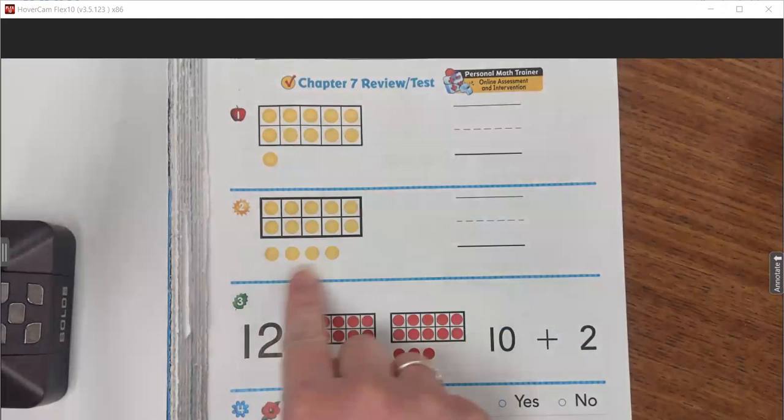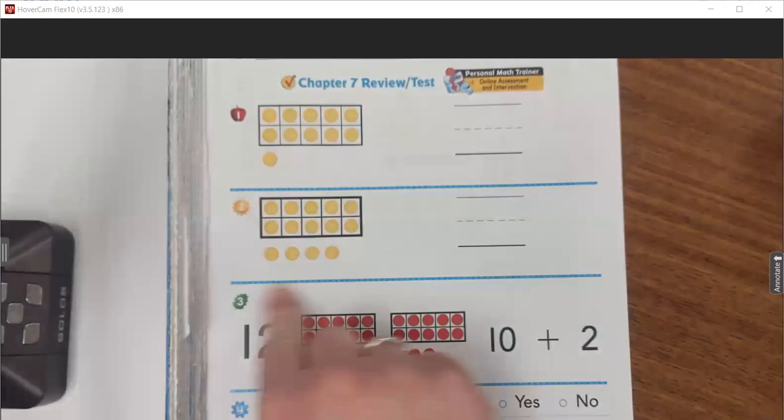All right, number 2, same thing. How many circles? Write it on the line. Count how many circles, write it on the line.